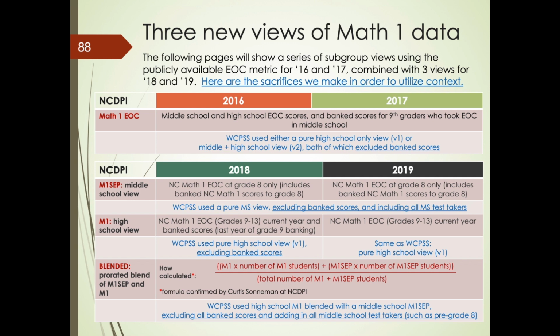And I confirmed that calculation with Curtis at NCDPI. Again, there are banked scores in there in various places, as noted. But again, we're not looking for perfection. We're looking for context and insights and meaningful trends and deep dive analysis. And again, when Wake County used a blended metric, they only used the high school and middle school scores for that current year and excluded the banked scores, as noted already.